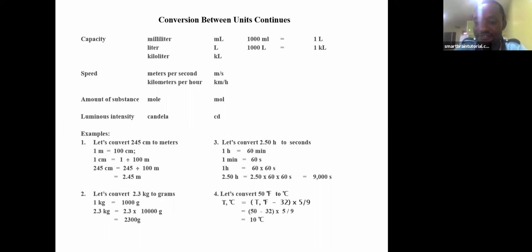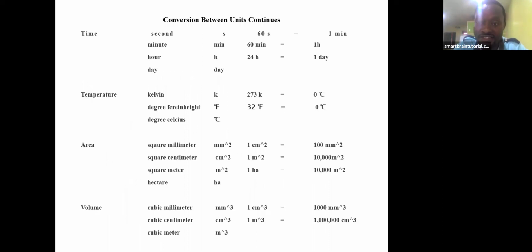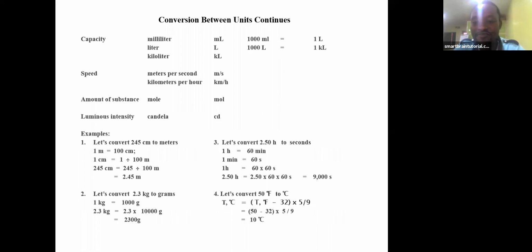Now, what is that 32? 32 represents the relationship between degrees Fahrenheit and degrees Celsius. Earlier, if you go backward to where we were relating, under temperature, I said 32 degrees Fahrenheit is equal to 0 degrees Celsius. That is where 32 came from. Is that clear? Okay, so let's go back now.